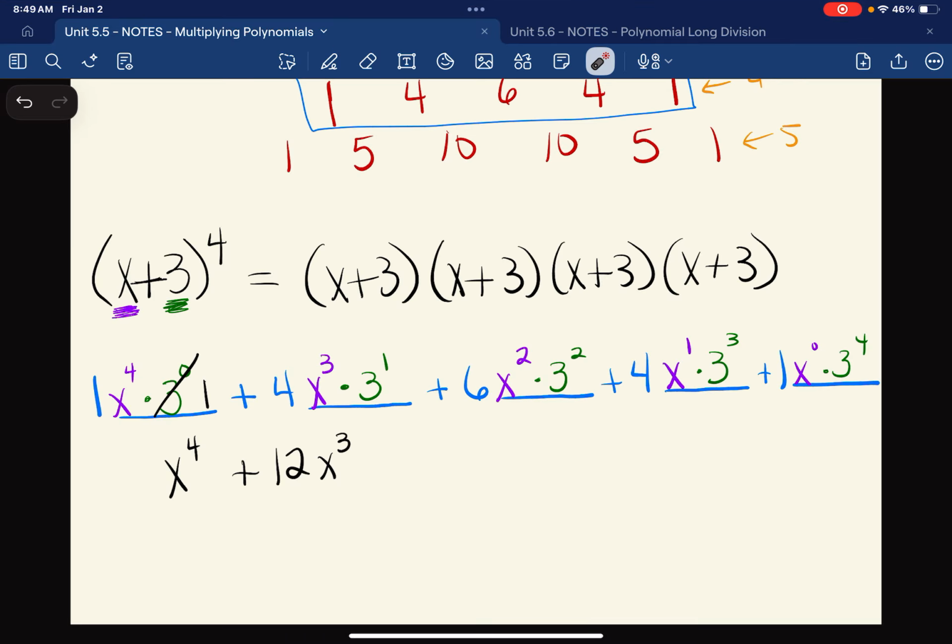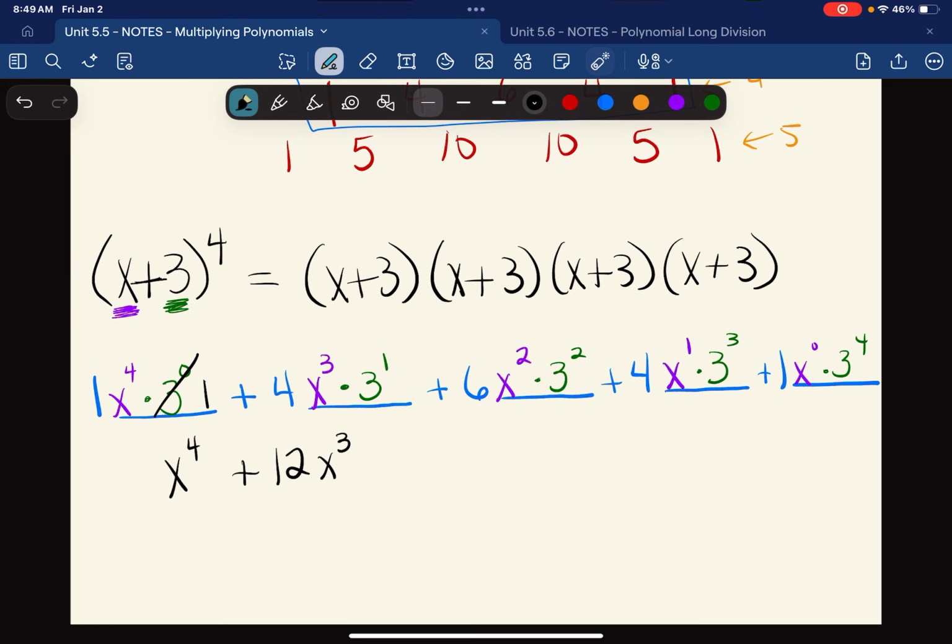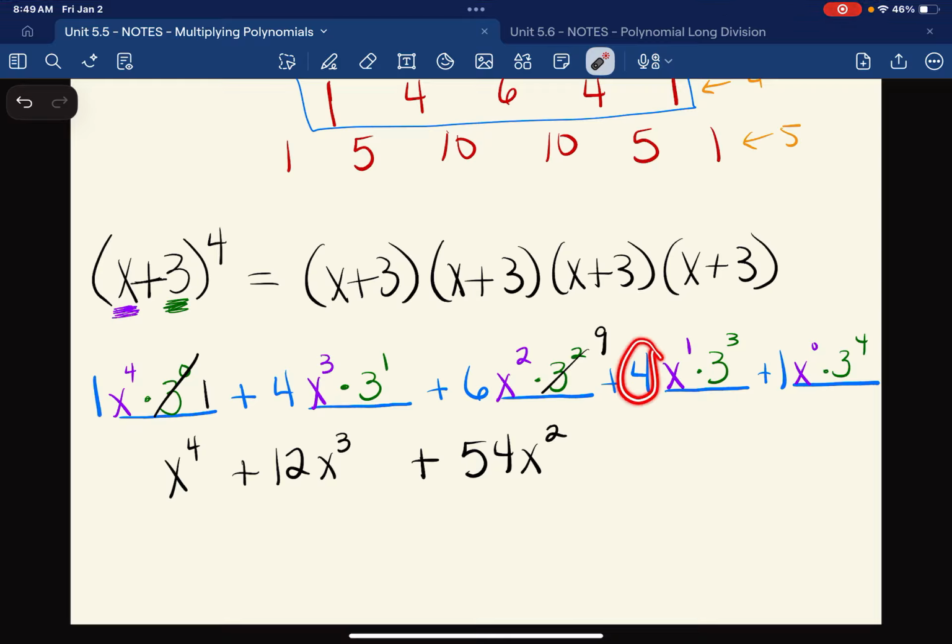All right, let's get a little bit bigger. We have our next term. This 3 squared right here is the number 9. So let's just go ahead and cross that out, put a 9. 6 times 9 is 54. So this is plus 54x squared.